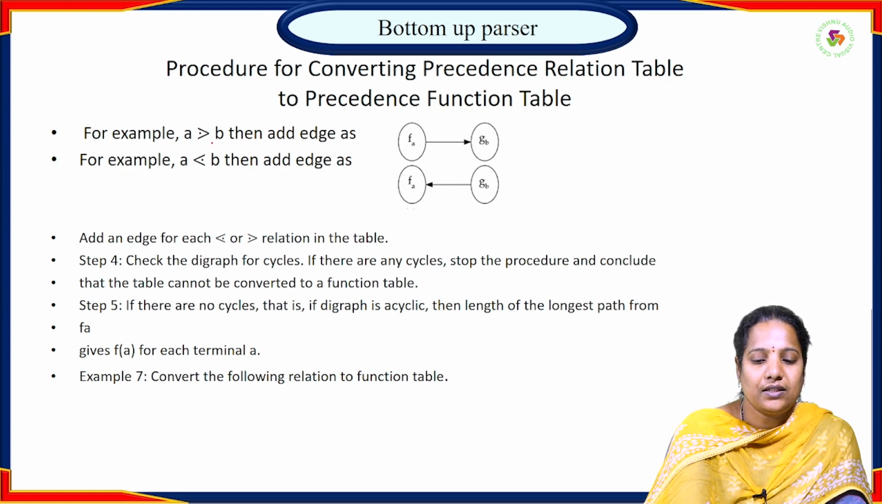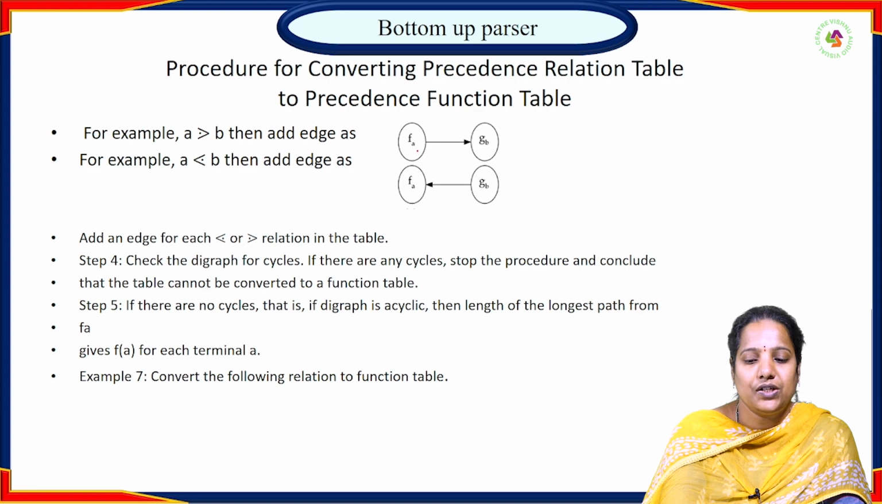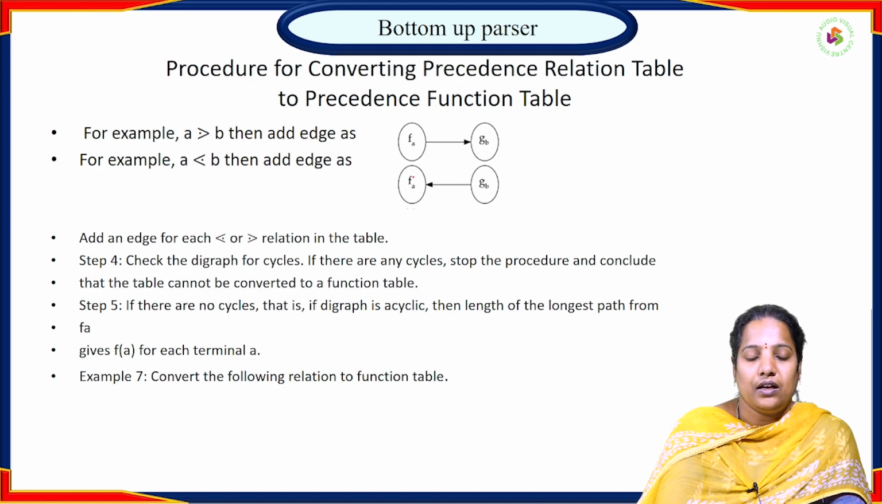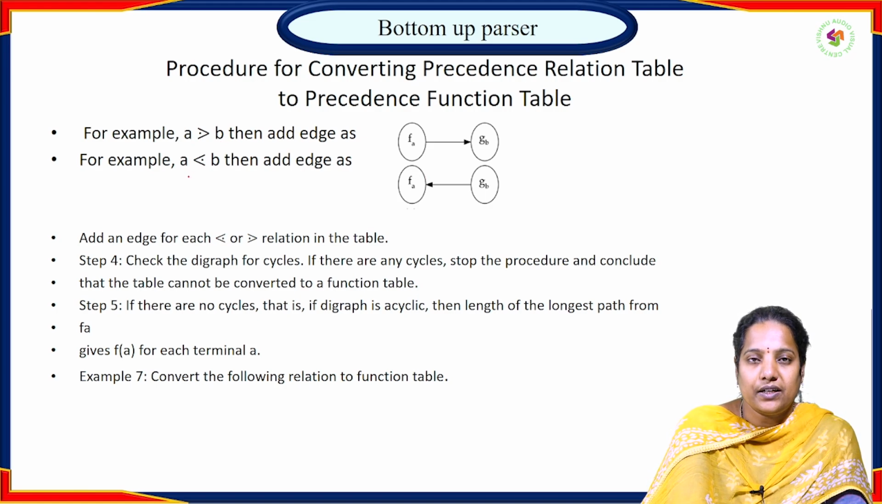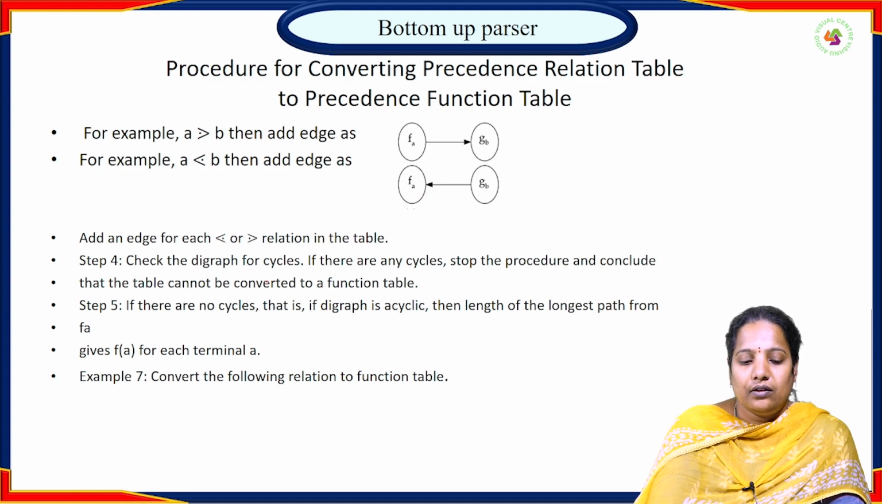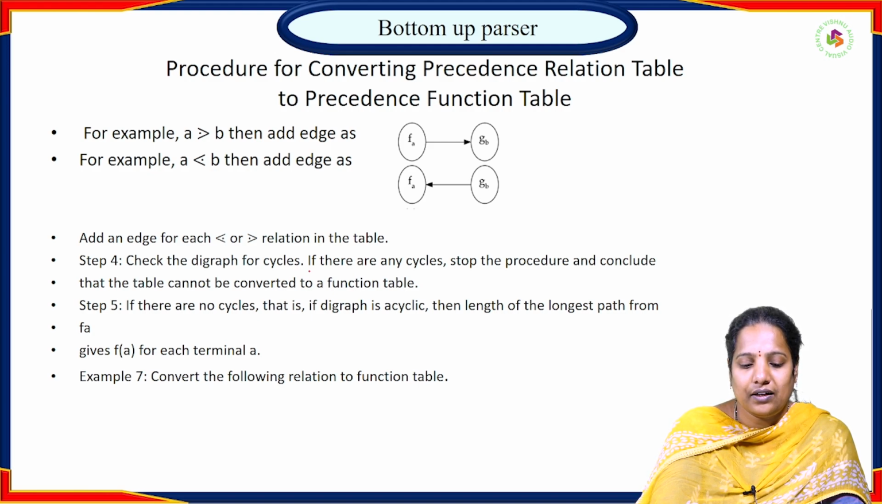Depending upon this relation, we need to draw the edge in between these two groups. FA to GB, because FA is having higher precedence than GB. Otherwise, if operator A is having lesser precedence than B, then we need to draw an arrow from GB to FA. Then by using this, we need to construct a diagram for each and every terminal symbol that you are taking inside the grammar.